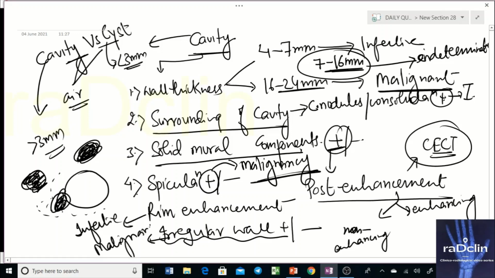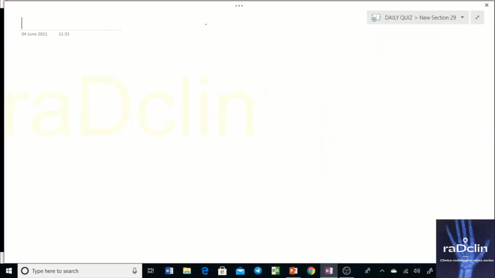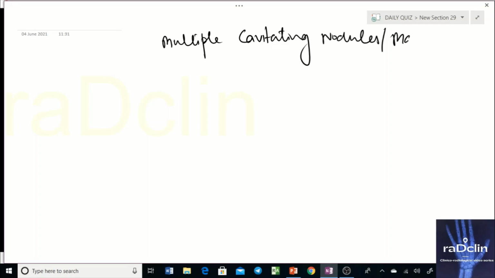So these are the features that you have to look at in a particular cavitating mass or a nodule. Whenever you encounter these features, you have to narrow down your DDs, whether it is infective or non-infective. Because let's look at the DDs for multiple cavitating nodules or say masses. What are the DDs for them? Because that is what we are dealing with in the question as well.